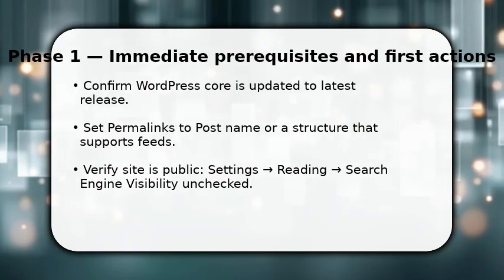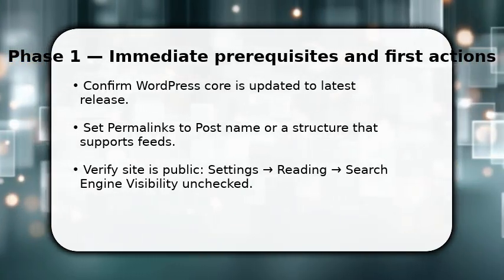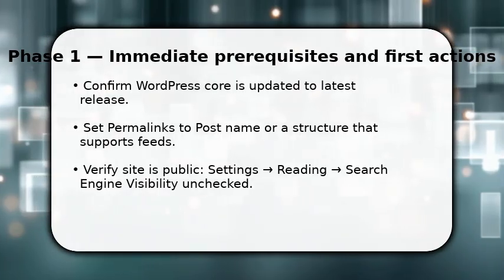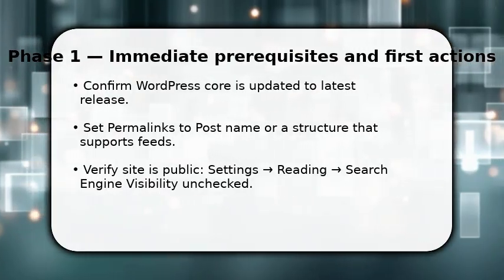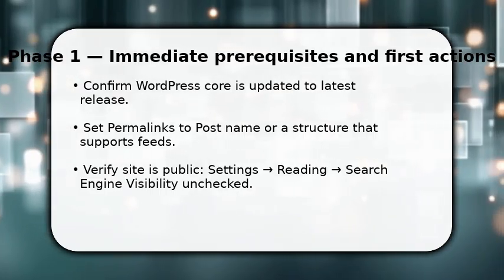You start by preparing WordPress so feeds can be generated reliably. First, update core and plugins. Outdated code breaks feed output. Next, set permalinks to post name or a feed-compatible structure. This ensures stable feed URLs.